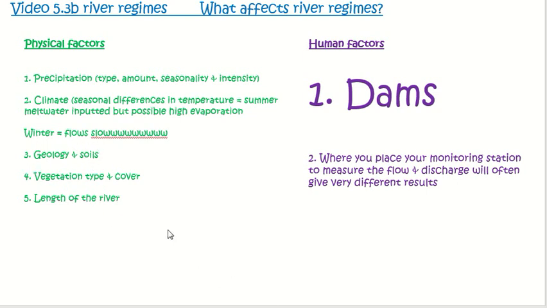Geology and soils. This is an interesting one, because if your drainage basin has impermeable geology, igneous, metamorphic possibly, and it's not porous, then your runoff is going to be a lot more responsive to rainfall, alright? Because it's not actually infiltrating and percolating into the bedrock under the catchment.